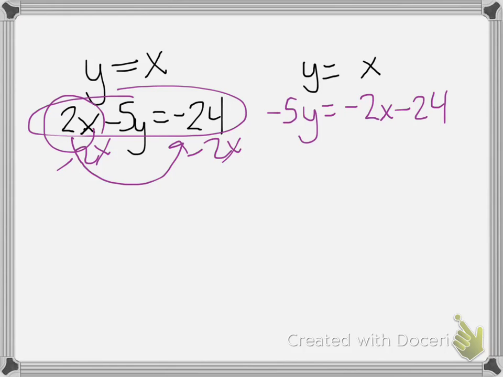That's kind of why I put the -2x first, because I wanted them to stack up. So now that you have these stacked so that your y's are on top of each other, your x's are on top of each other, if this bothers you to not have a number there, you can put a 0. You can put a +0 there if you want.